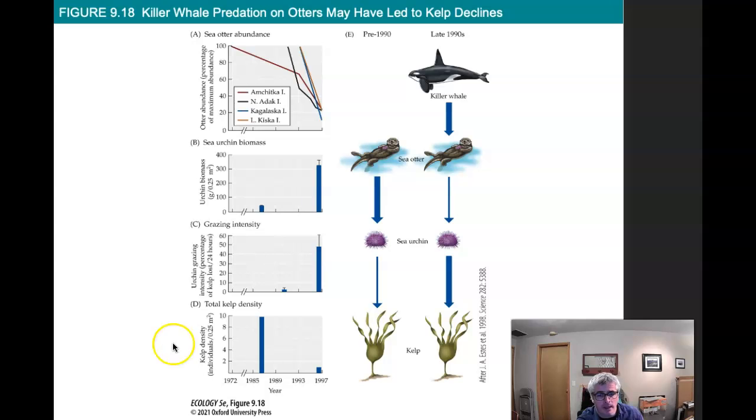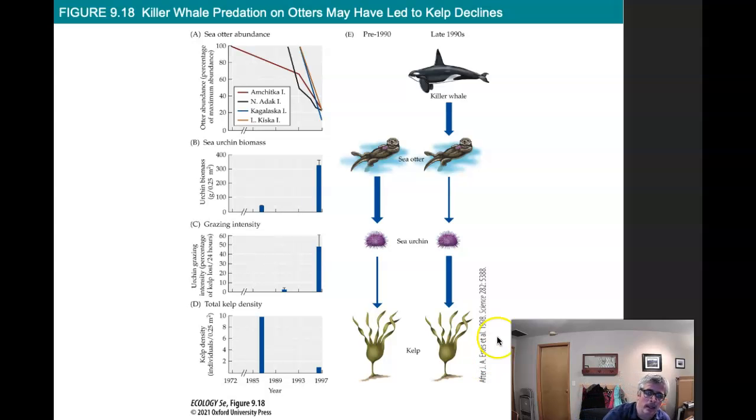Jim Estes, this is Estes' famous science paper here. He made the analogy of killer whales going from eating Steller sea lions, which are like T-bone steaks or hamburgers, to eating sea otters, which are like popcorn. They have to eat a lot of them. There's not a lot of nutrition in it.